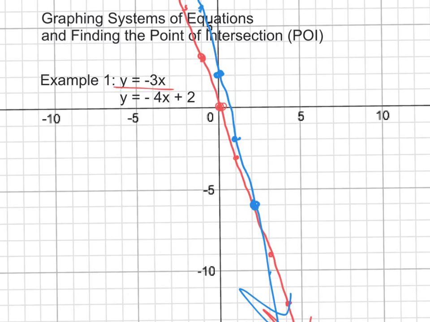So looking at the graph, we can see that both lines are going to intersect at this point here at 2, negative 6, right here. So that's going to be their point of intersection. So what we call their POI. So POI is going to be written as an ordered pair with the x value first. So we have 2, comma, negative 6.